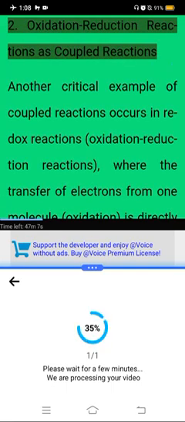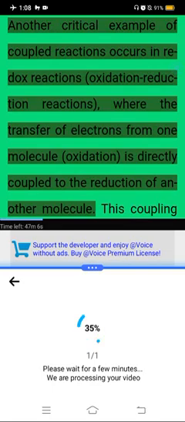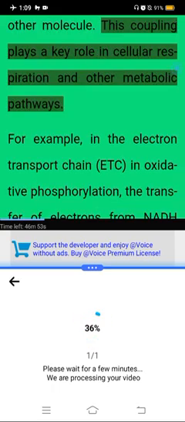2. Oxidation-reduction reactions as coupled reactions. Another critical example of coupled reactions occurs in redox reactions, oxidation-reduction reactions, where the transfer of electrons from one molecule, oxidation, is directly coupled to the reduction of another molecule. This coupling plays a key role in cellular respiration and other metabolic pathways.